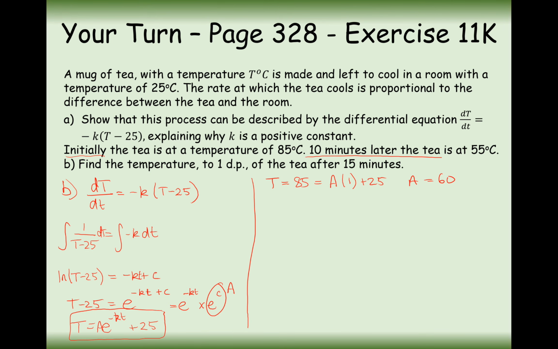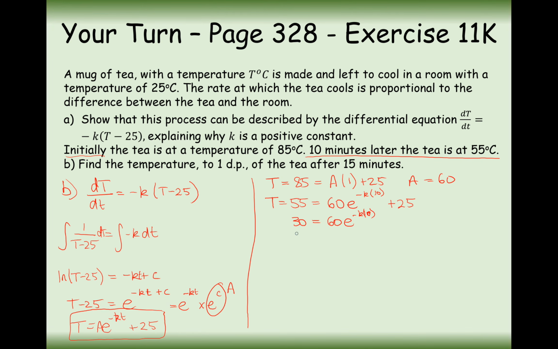Now we're going to use the other condition, and I hope that all this question is in minutes here. As much as left to go 25 minutes. Yeah, I have to assume it's in minutes then. So in this case we have T equals 55. Now we know A, that's 60, and then it's going to be e to the minus k times 10 plus 25. So we'll have 30 equals 60 e to the minus k times 10.